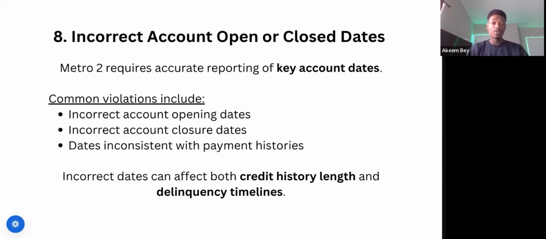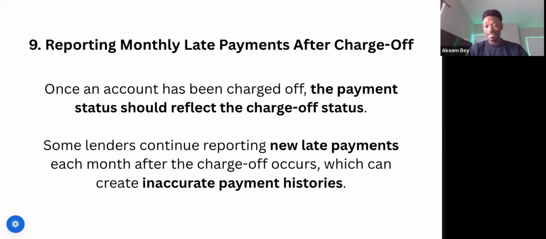The next one is incorrect account open or close dates. So Metro 2 requires accurate reporting on key account dates like the date opened, the date closed, the date last reported, the date of last activity, and things like that. Some common violations include incorrect account open dates, incorrect closure dates, and dates inconsistent with payment histories, like again, the date of last payment, the date of last activity, things like that. And these incorrect dates can affect both credit history length and delinquency timelines.